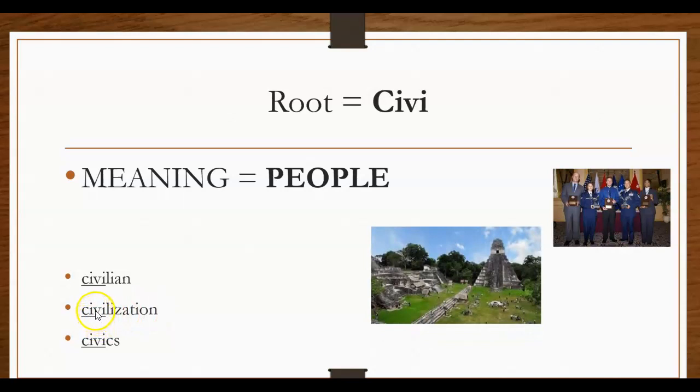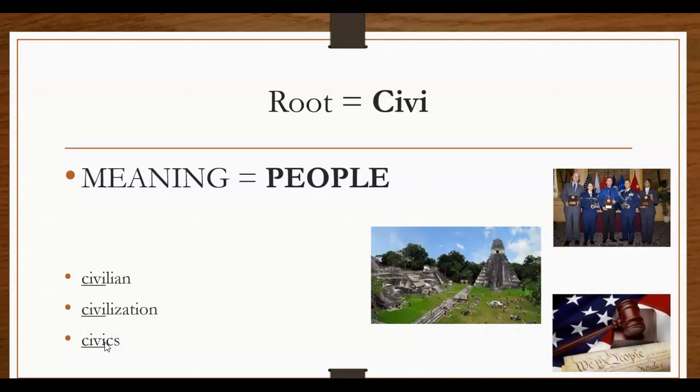Again, civilization is a group of people who are functioning together. And then civics is the study of people. We often learn about the people in countries and the governments that they create in civics class. These all refer to people.